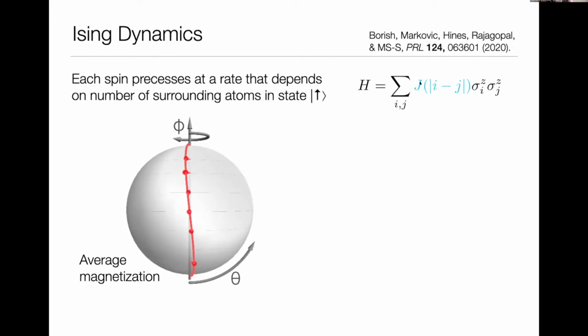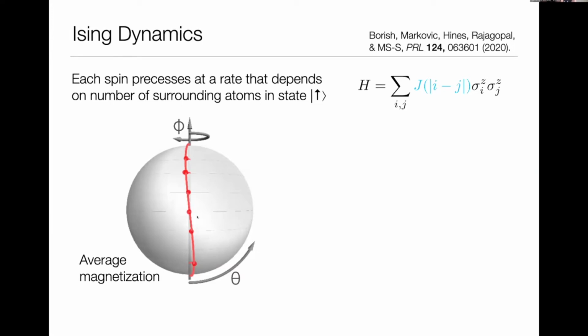if I start with a spin polarized state and I vary the tilt of that spin polarized state on the Bloch sphere, vertical here is the z direction, depending on the tilt, the precession rate should be either faster or slower, because the tilt determines whether more surrounding spins are up or down. So that's something that we can see.